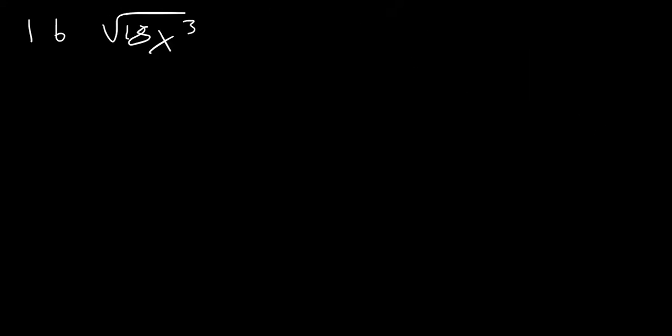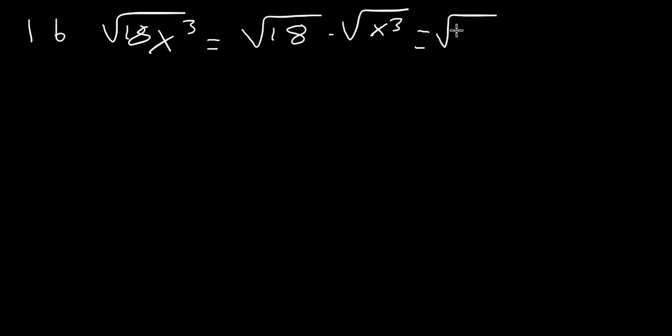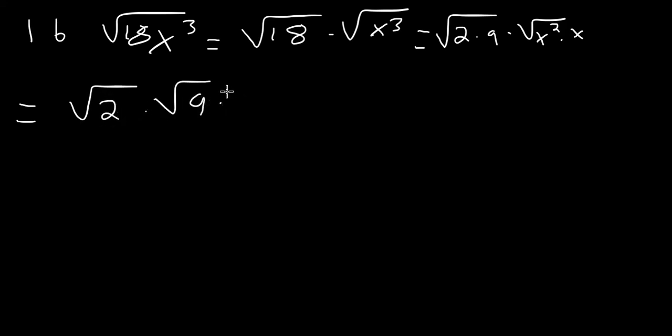For 1b, we have the square root of 18 times x cubed. Using our product property, we could write this as the square root of 18 times the square root of x cubed. Furthermore, we could write the square root of 2 times 9 times the square root of x squared times x. Continuing further, this would be the square root of 2 times the square root of 9 times the square root of x squared times the square root of x.